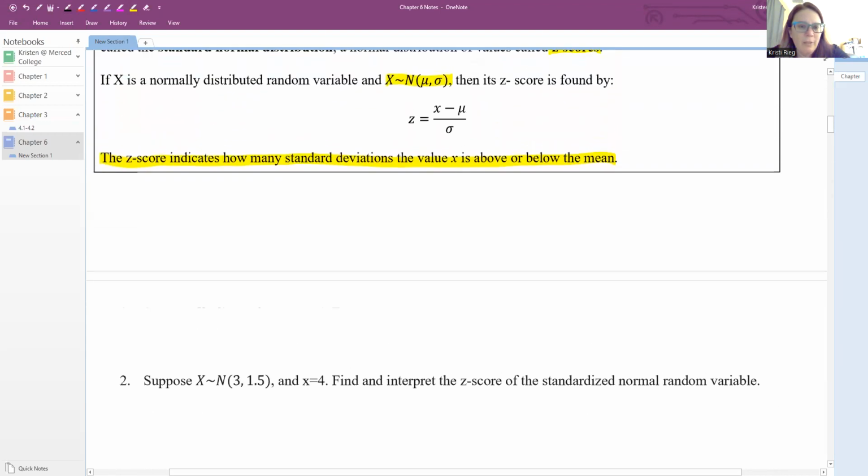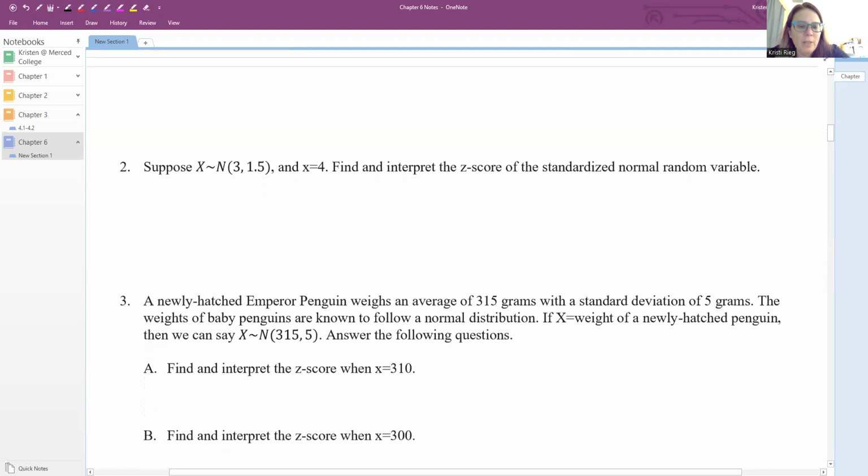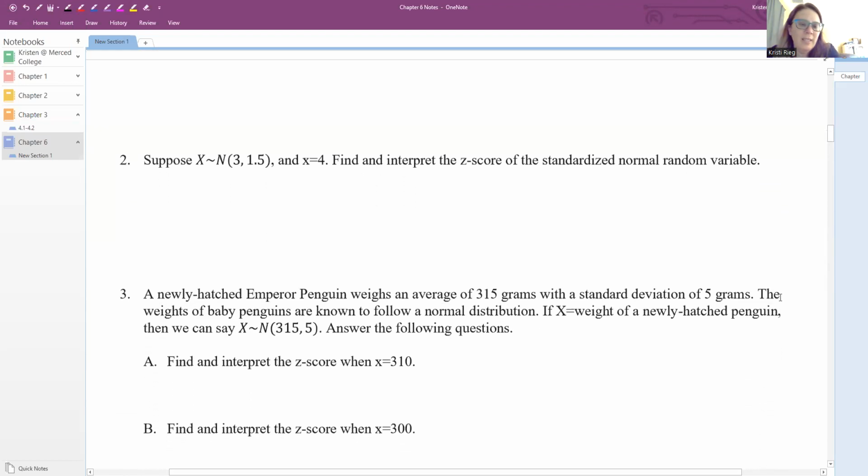So we have our formula for z-score. It's x minus mu all over sigma. And so this problem right here is telling us, with this notation right here, that mu is 3 and that sigma is 1.5. That's what this notation is telling us. And then it also just blatantly tells us that x equals 5. Find and interpret the z-score.